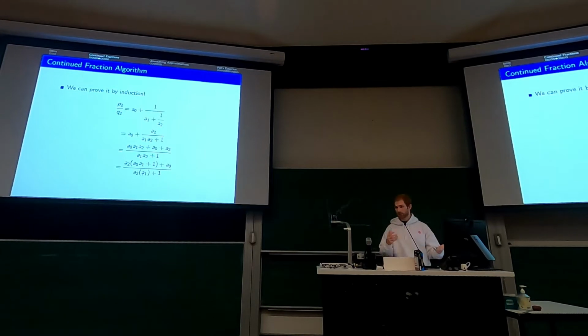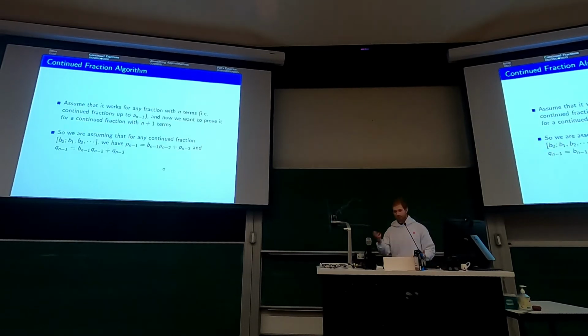a2 times a1, which was q1 if you remember, plus 1, which was q0. So we've got this base case. And so again, we'll do this proof by induction. We're going to assume that it works for any fraction with n terms, right? Because we start at a0, this means it works up to an minus 1. And we want to prove it for a continued fraction with n plus 1 terms.